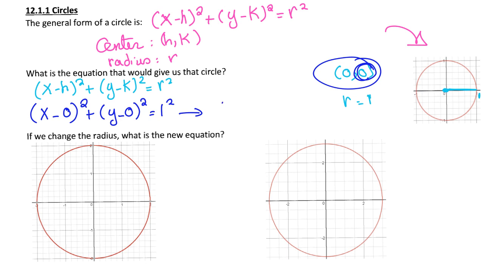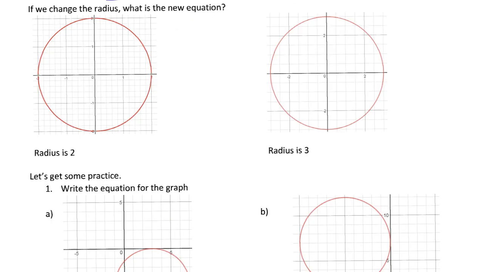x minus 0 is just x, so it becomes x squared plus, and this part is y minus 0, which is y, so y squared, equal to 1 squared, simplified is 1. And that gives me the equation of the circle to your right. We'll work on those two questions.